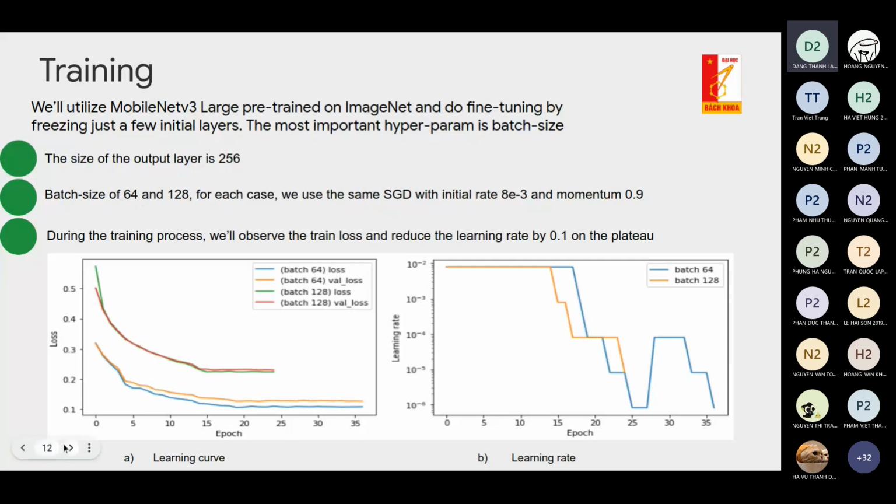As you can see in this figure, the batch size of 64 has a smaller loss than the 128. And about the learning rate, we use an initial rate of 8e-3, and the momentum is 0.9. The output layer, which is the size of the embedding vector, is equal to 256.